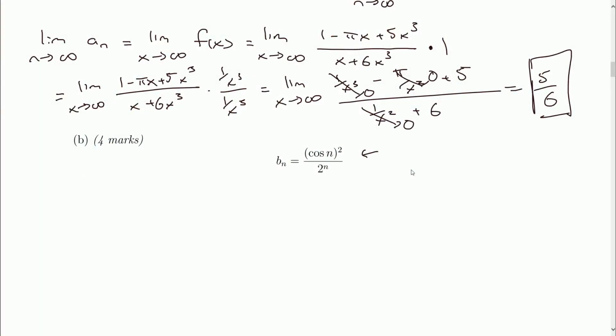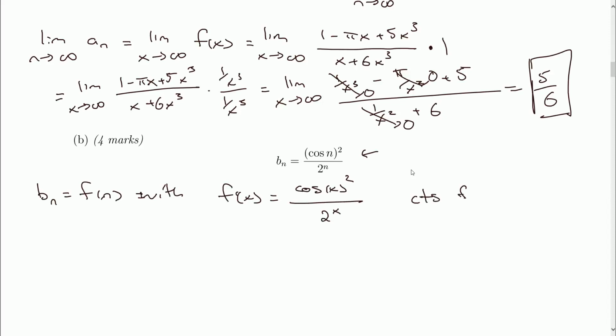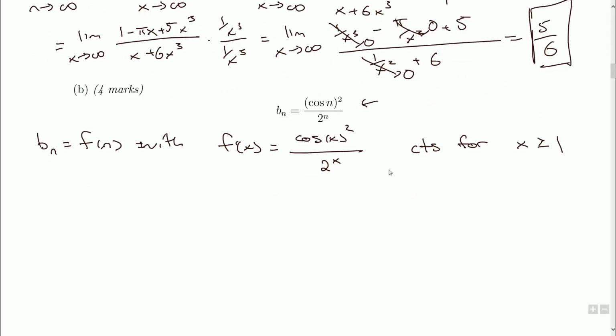Okay, same sort of rule applies. So I might say the bn's here are f at n with f at x being equal to cos x squared over 2 to the x, and this guy is continuous. It's continuous everywhere, but I don't really need it to be continuous in any particular place, so we'll just say greater than or equal to 1. Okay.